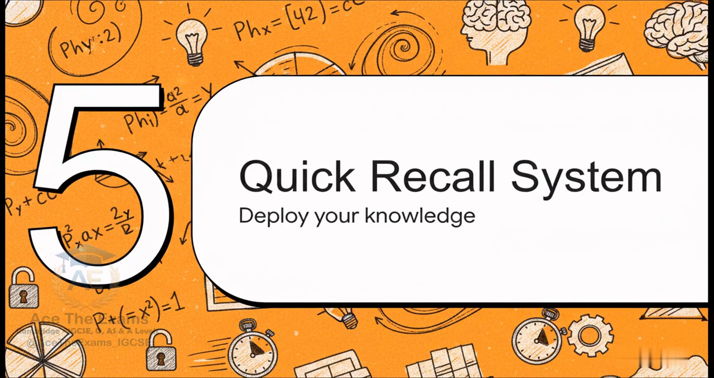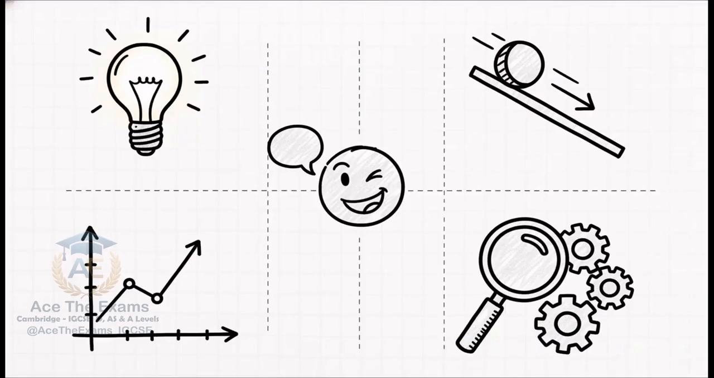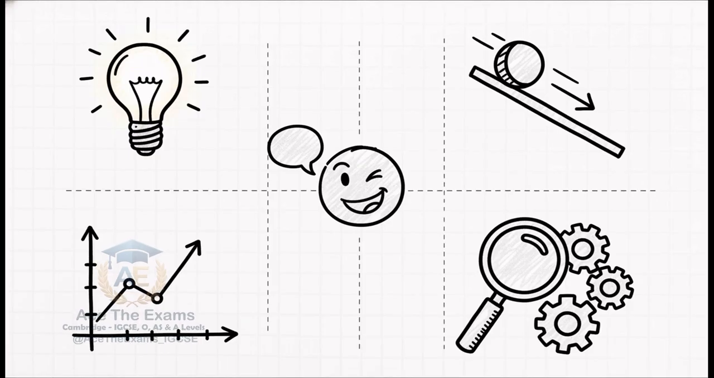Section 5. The Quick Recall System. Deploy your knowledge. We've learned the concepts, we've broken down the exam structure, and we've decoded the command words. Now we need to make sure this knowledge is completely locked in and ready to be deployed in the exam hall under intense time pressure. I want to present you with the complete physics answering system. There are 3 rules that absolutely guarantee top marks.